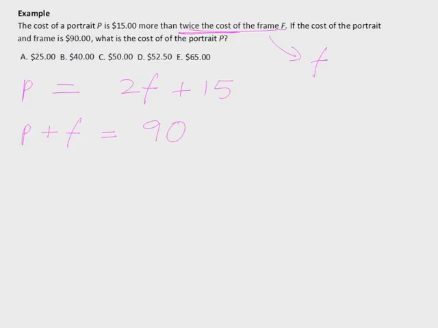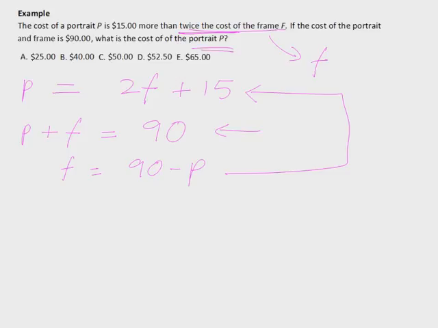What do I do? Well, I can find F from the second equation. So F will become 90 minus P. I subtract P from both sides. And I substitute this value of F into the first equation. Why do I do that? So that everything is in terms of P. And that's what I want.